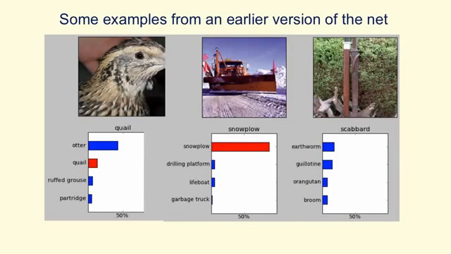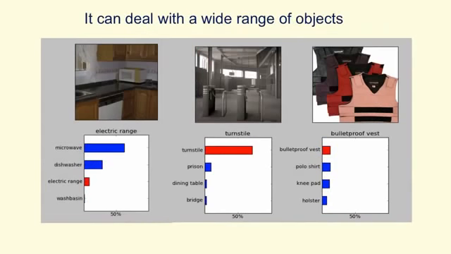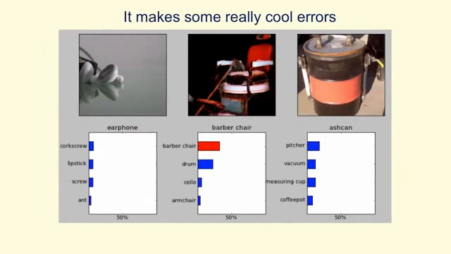It can, however, deal with a wide range of different objects. If you look on the left, I would have said microwave as my first answer. The labels aren't very systematic, so actually the correct answer there is electric range, and it does get it in its top 5. In the middle, it's getting a turnstile, which is a distributed object. It can do more than just recognize compact things, and it can also deal with pictures as well as real scenes, like the bulletproof vest. And it makes some very cool errors.